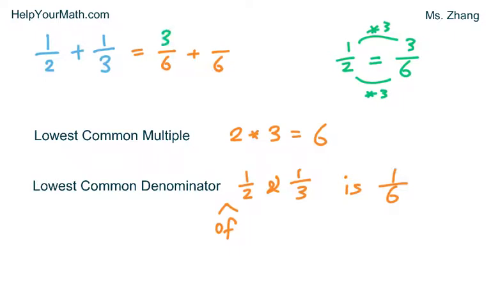And we do the same thing for 1/3. So 1/3 equals some number over 6. So 3 times 2 is 6. That means 1 times 2 is 2. We multiply by the same numbers on top and on the bottom. So we have 1/3 equals 2 over 6. And we will get the sum as 5 over 6. When the denominators are the same, you just need to add the numerators.